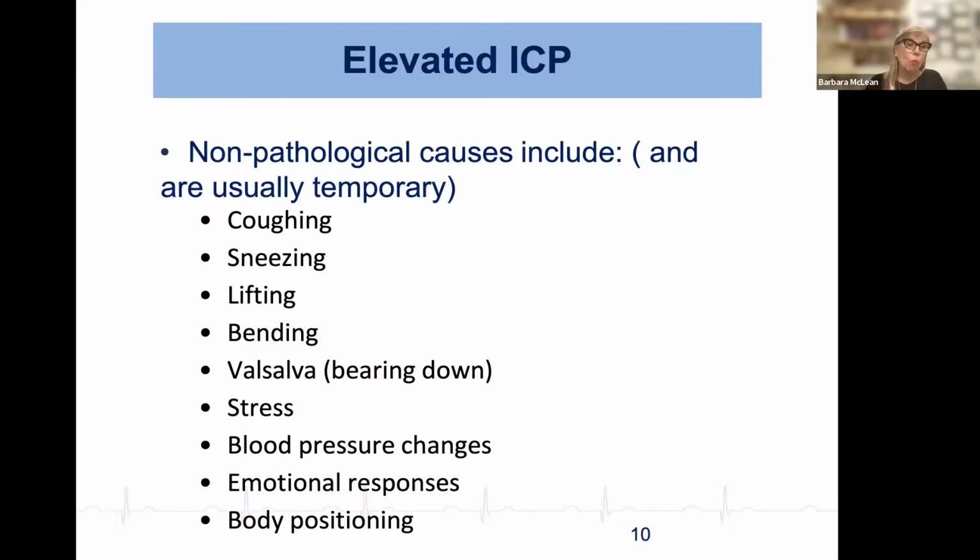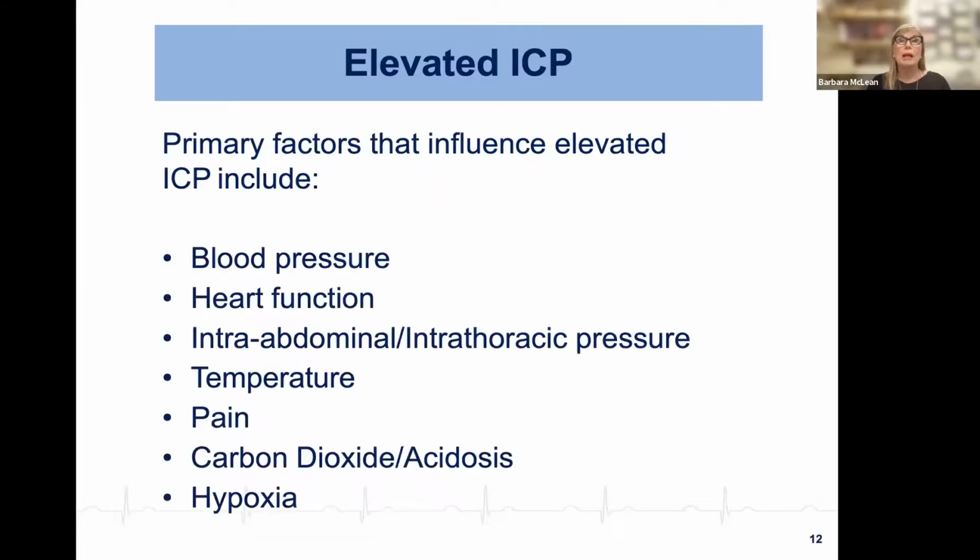is actually a prodrome for non-survivability. Okay, so remember, lots of things make your ICP go up: coughing, sneezing, lifting, bending, bearing down, stress, blood pressure, getting upset. These are all things that make ICP go up. And primary factors that influence that elevation in ICP are really related to your blood pressure. So remember, this is such a sticky wicket. We don't want your blood pressure up too high, but we need to achieve a CPP. That's why you do those two things synergistically.